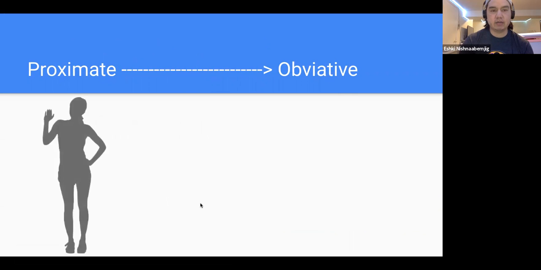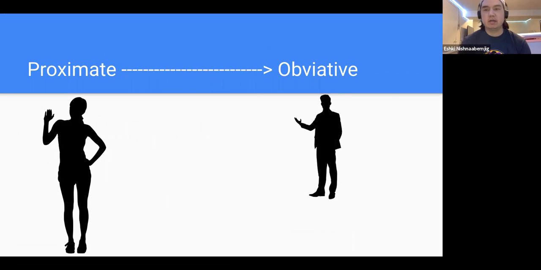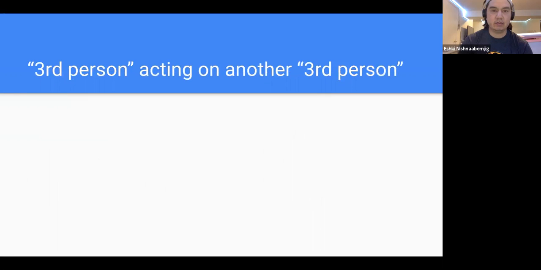So proximate versus obviative. Proximate is the main person. Obviative is kind of like the background character, the background support, or the person being acted on. So a third person acting on another third person.